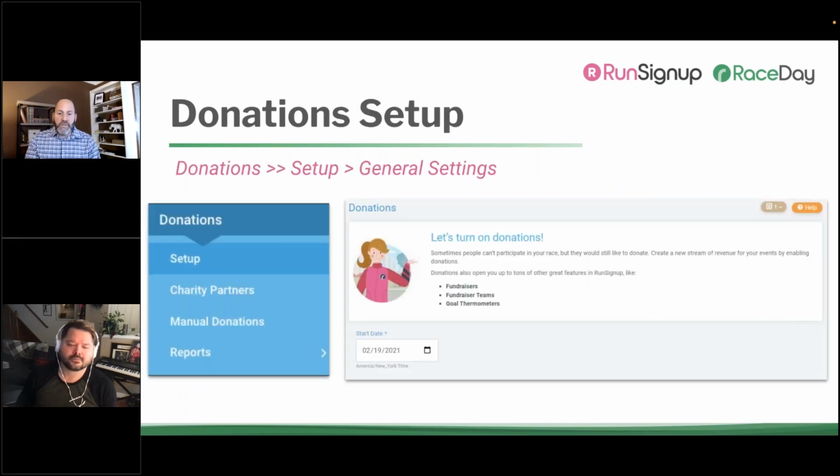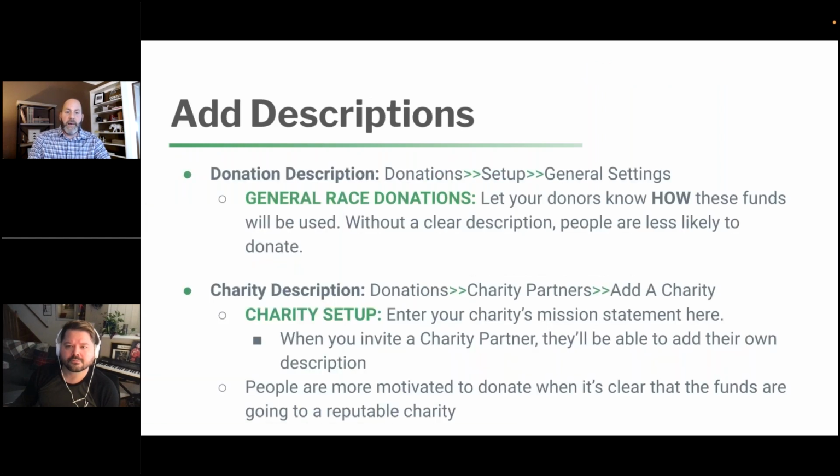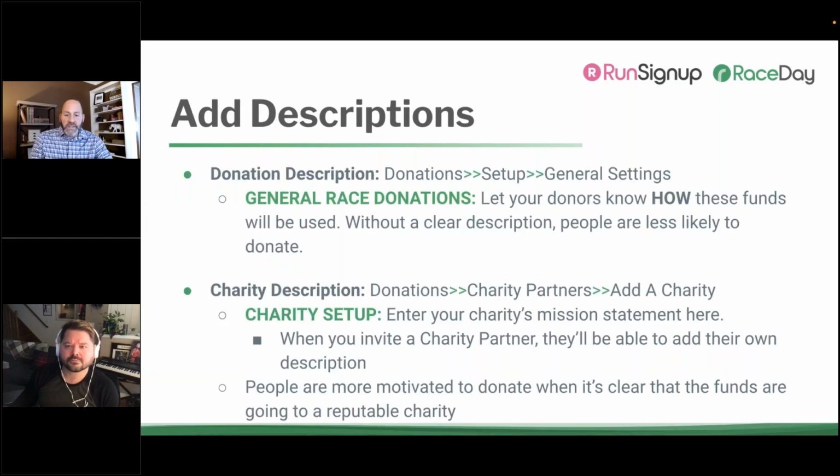Where you're going to be doing most of your configuration, I had mentioned earlier on step one, you can do a quick enabling of donations and enter what you're expecting. And then further customizations are going to be done from your dashboard under donations and setup. And then descriptions can be added throughout, first in that donation section, but also in the charity setup.